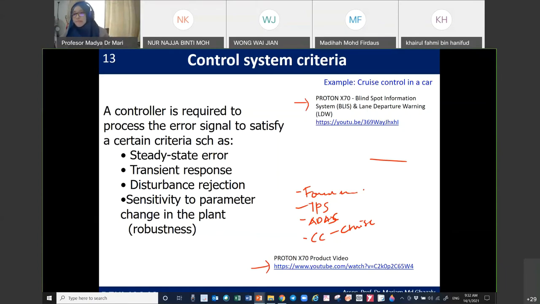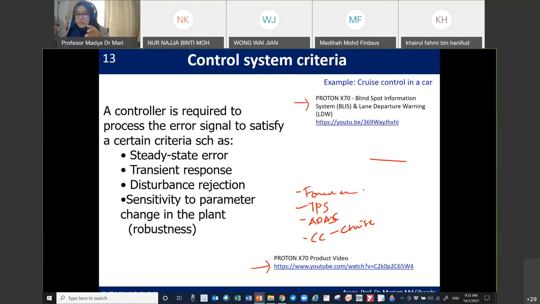Just that when there is a car in front of you that is very slow, the car cannot brake on its own. As a driver, you need to brake. So there's no adaptive control over there. But compared to that, in the X70 you have the ACC, adaptive cruise control. It's similar to what you can set in the Inspira.